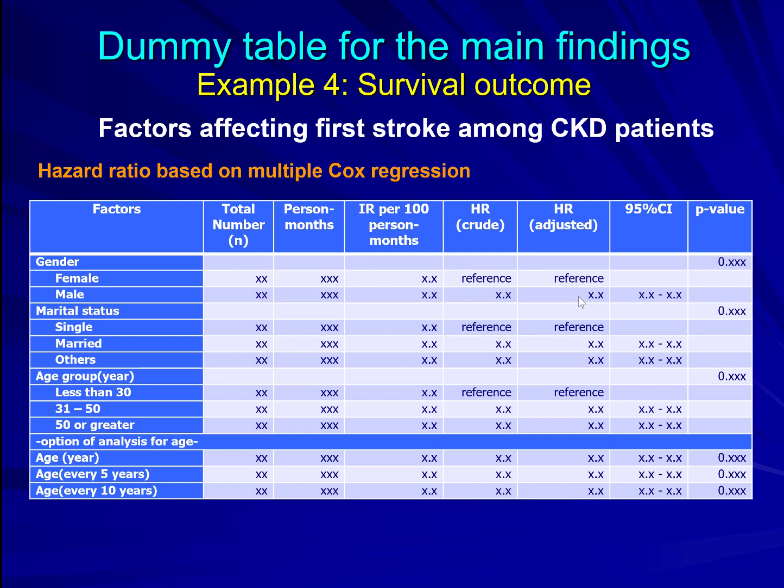And the last one is the survival outcome, or event-free duration, say factors affecting first stroke among CKD patients. The event-free duration here is the time free from stroke, starting from being diagnosed as having CKD. The first two columns are the same as the previous one. The fourth one is just like the Poisson model for numerical count, because durations of observation are involved here as well.